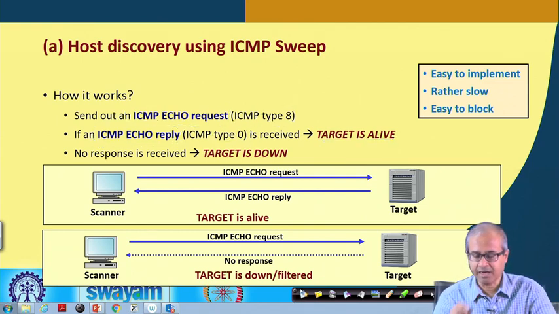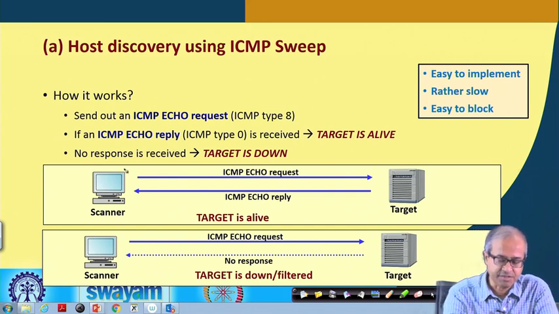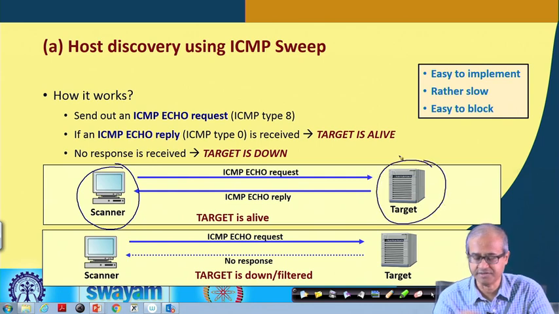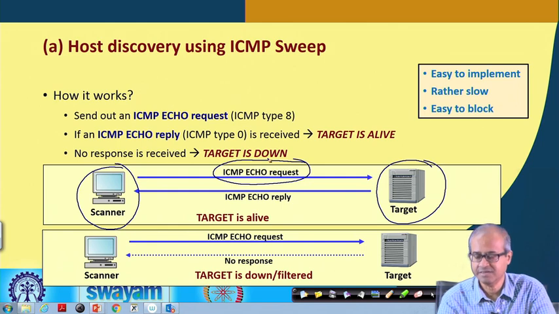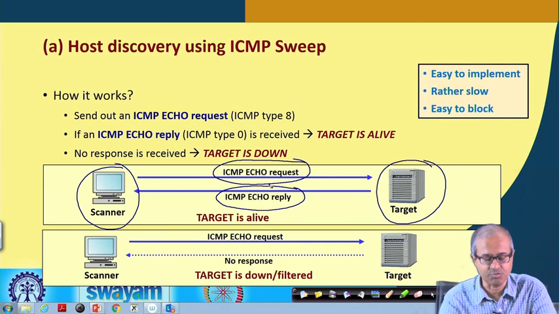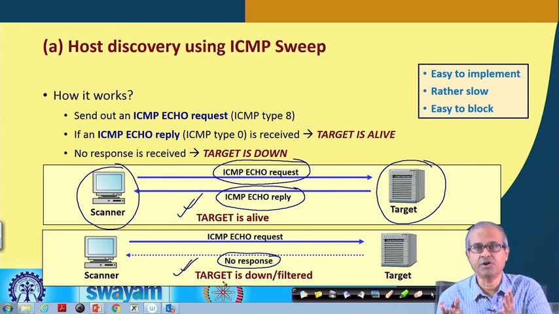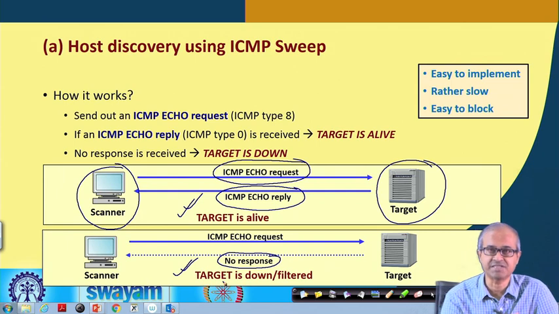Now, pictorially I am trying to depict it here. Suppose you are here, you are trying to scan a particular target host out here. So, you send an ICMP echo request packet, and the target, if it is up and running, will send back an echo reply packet. Your conclusion is the target is alive. But if you find that there is no response from the other side, then you conclude that the target is either down or there is a firewall or a router which is filtering your requests.